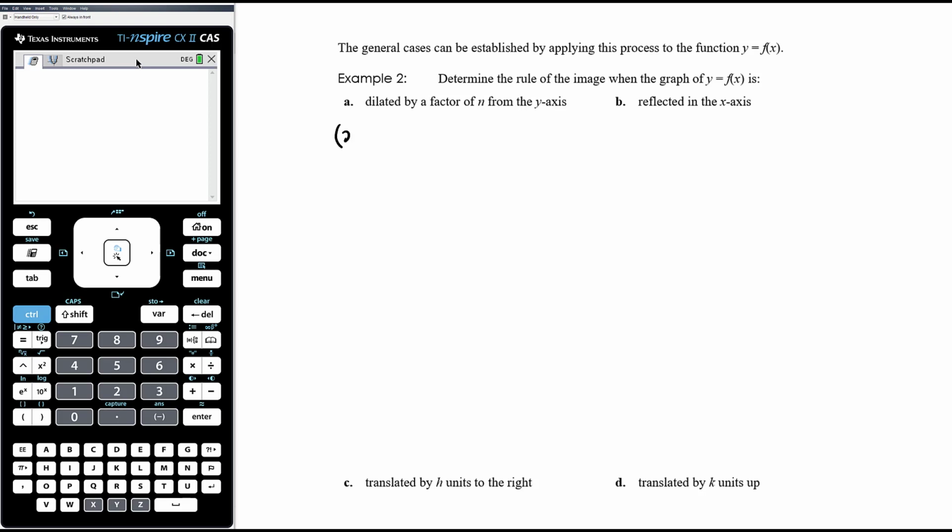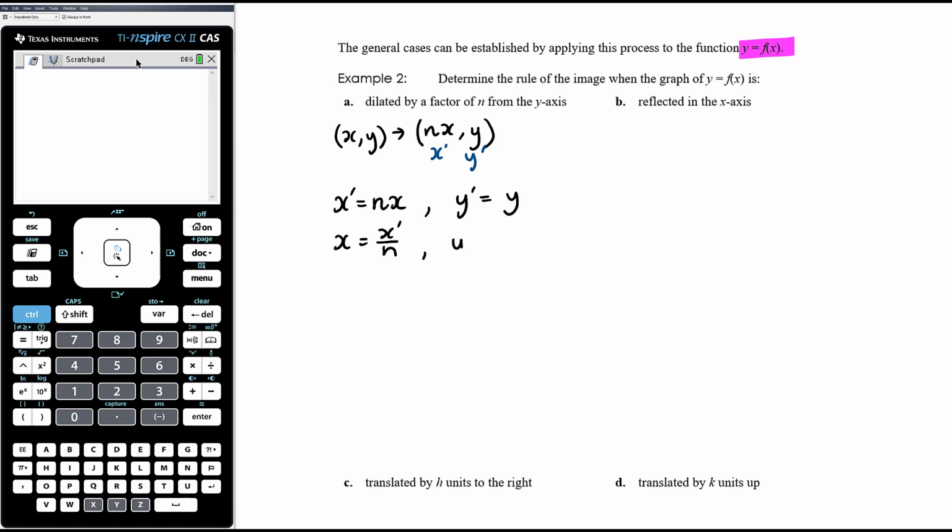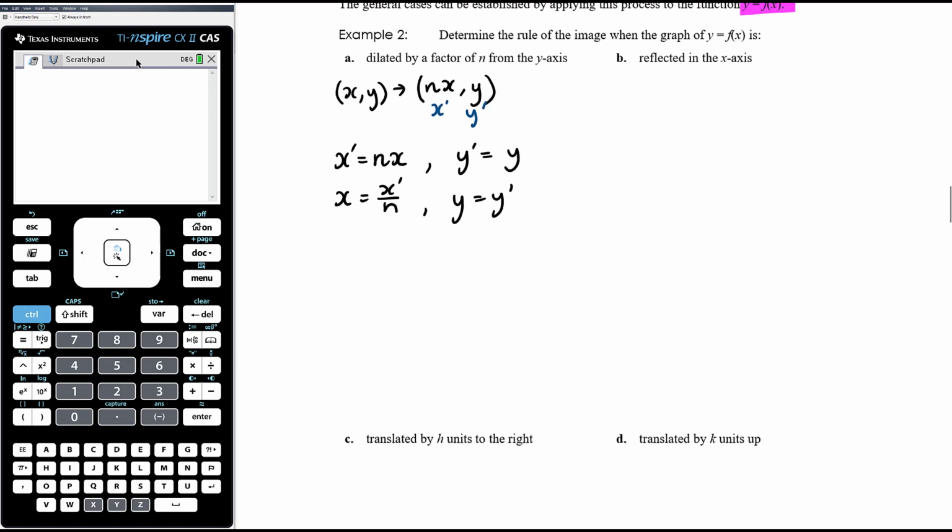Okay, so if we dilate by n from the y-axis, it is the x coordinates that get multiplied by n, okay? This is our image of x and our image of y, and so we get two small equations which say that the image of x is n times x, and the image of y is y. Now, we want to substitute into this rule here, which has x and y in it. So we want to make x and y, not x dash and y dash, the subject of our equations. So x equals x dash on n, y equals y dash. And now we can substitute.